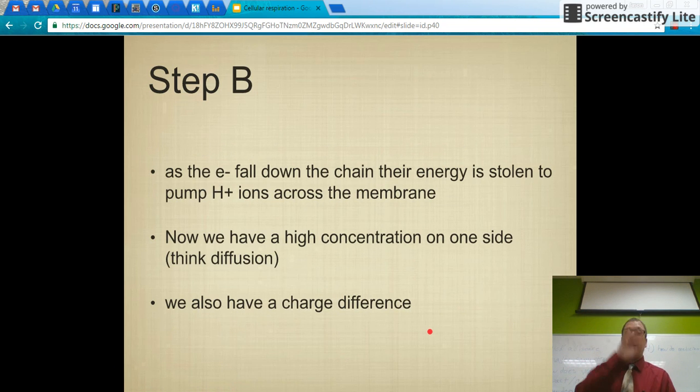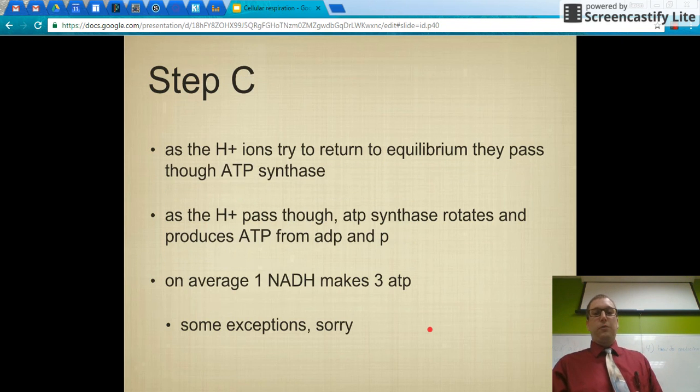Okay. As the electrons fall down that chain, their energy is stolen and used to pump hydrogens across the membrane. Then you have lots of hydrogens on one side, little hydrogen on the other. Think diffusion, hydrogens move from high to low concentration. We also have a charge difference, which helps with this diffusion. As the hydrogens pass through ATP synthase, they create more ATP.